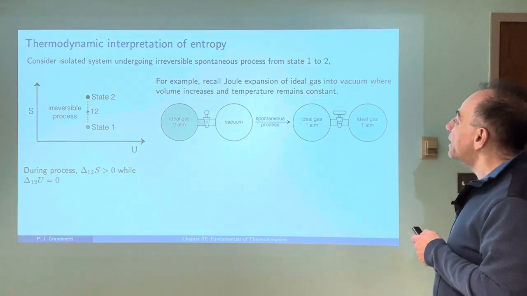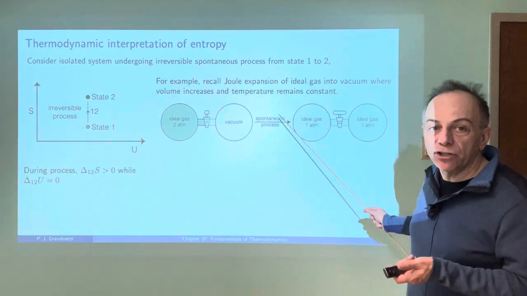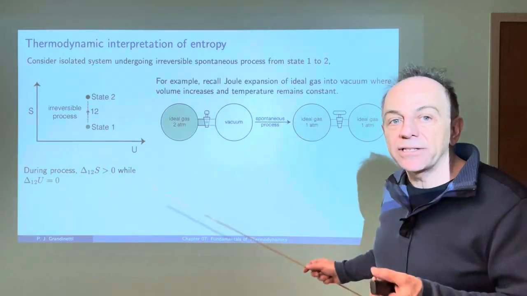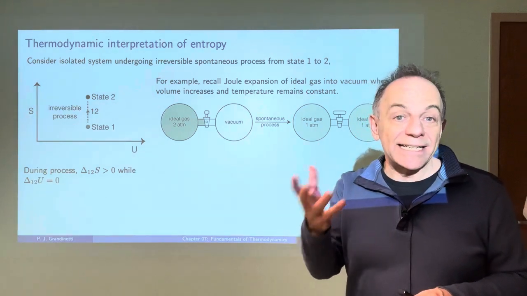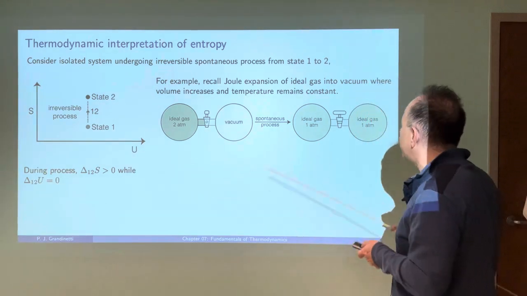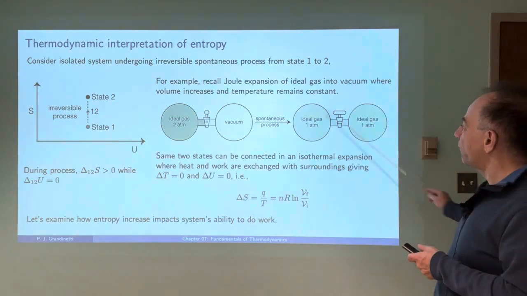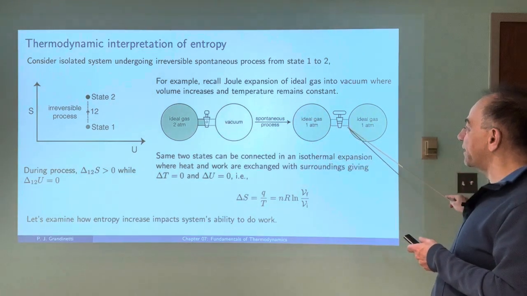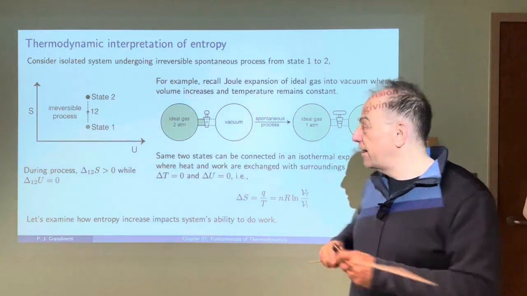Now, in this case for an ideal gas, we certainly know that delta U is equal to 0, and for an ideal gas, if delta U is equal to 0, then delta T is equal to 0. So we could calculate the entropy change for going from this state to this state by finding a reversible process to connect these two states.